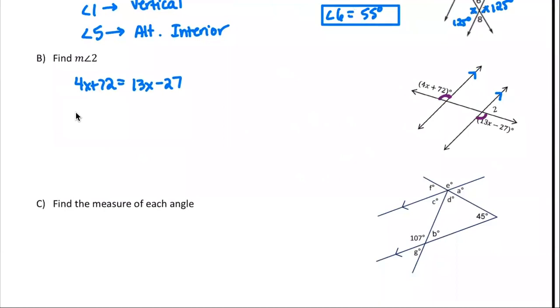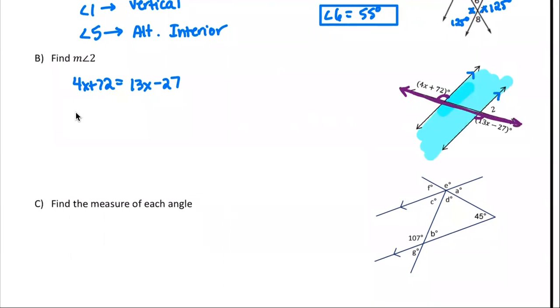We have this angle right here, and we have this angle right here. Those guys are a perfect example of angles that are alternate exterior. They're exterior because the angles themselves aren't between the two lines that are parallel. But also, if I look at my transversal, they're angles that are on opposite sides of it. The top angle 4x plus 72 is on this side. 13x minus 27 is on this side. So they're most definitely not consecutive. Consecutive means that they would be on the same side.